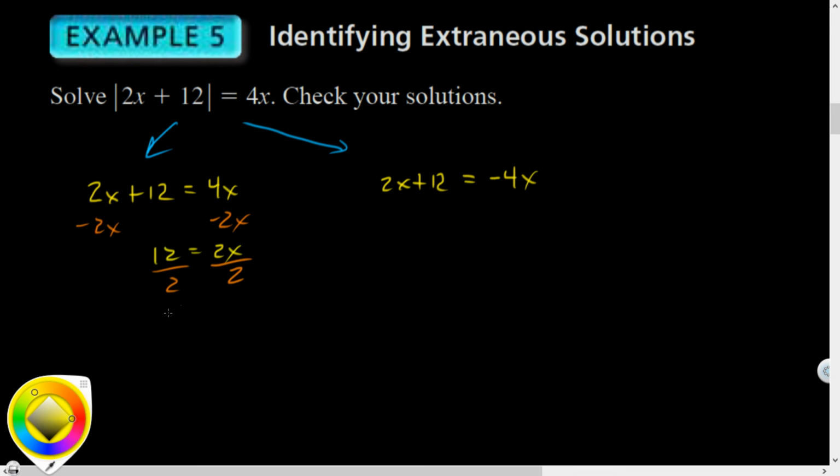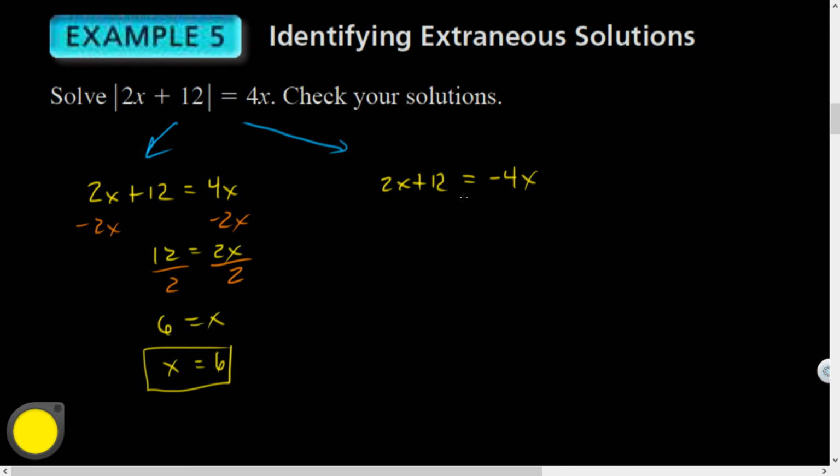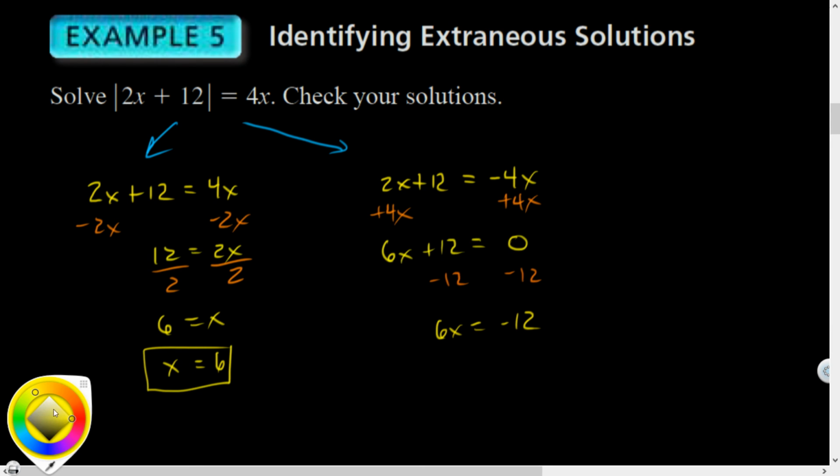So I'll have 12 divided by 2 is 6, or x equals 6. And over here when I solve, I'll move this over. As long as you obey the laws of algebra, you will be fine. So I'll have 6x plus 12. What's this side equal to? 0. Yeah, it could have saved us a step. You're exactly right. So I'll have 6x equals -12.